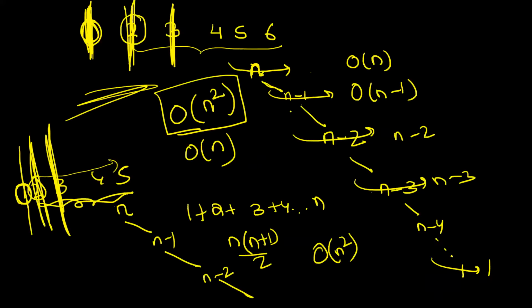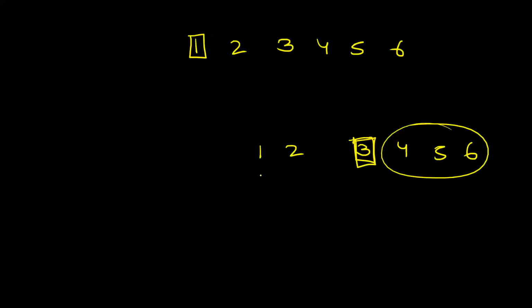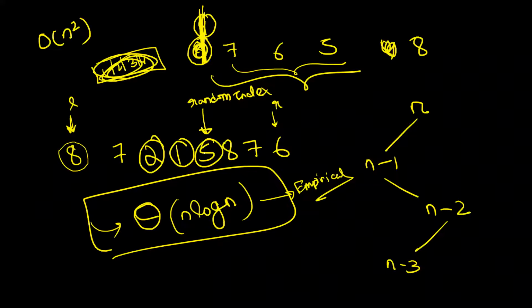On the average, you can assume the space to be n. Or you can also take it as log n. I am not very sure on this, but you can expect it to be log n also. Okay. I'll tell you how you choose the random element.